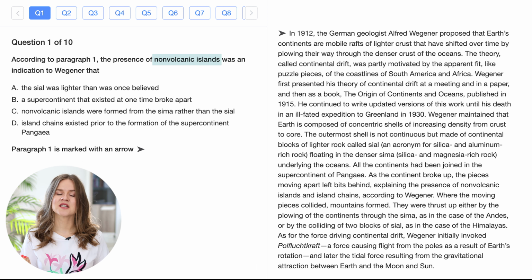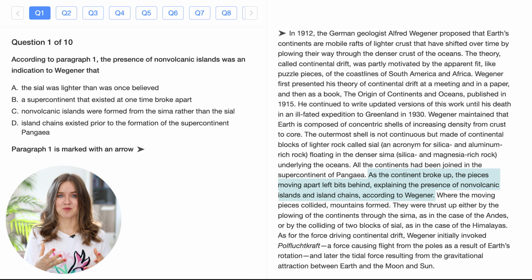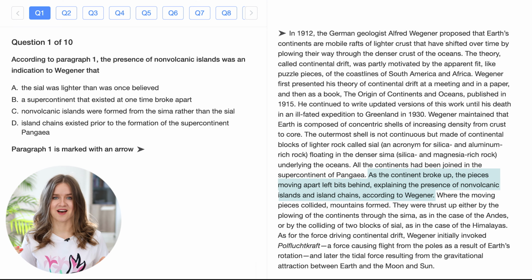As I scan the text, I find this sentence. "As the continent broke up, the pieces moving apart left bits behind, explaining the presence of non-volcanic islands and island chains, according to Wegener." In this case, I recommend reading one sentence before it to better understand the context.